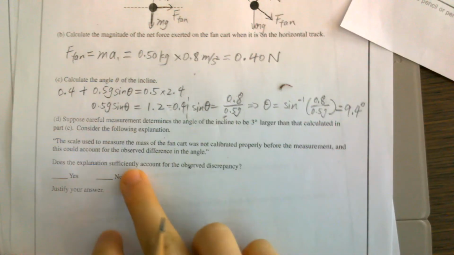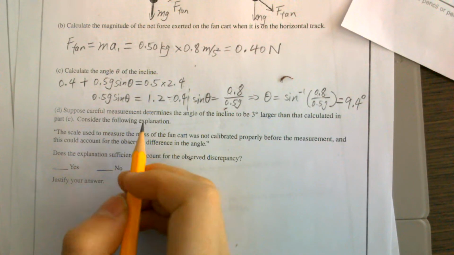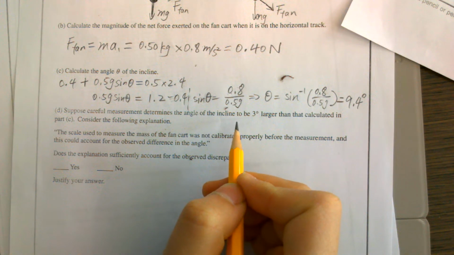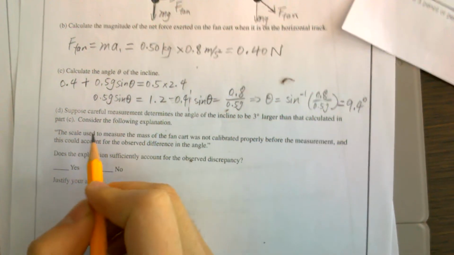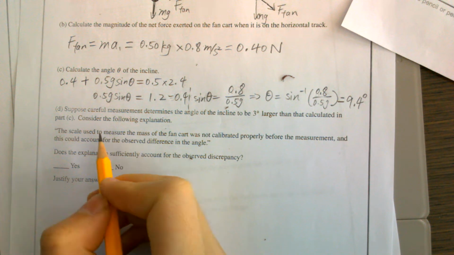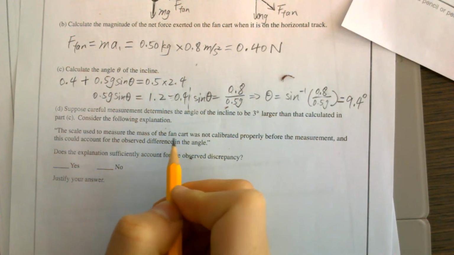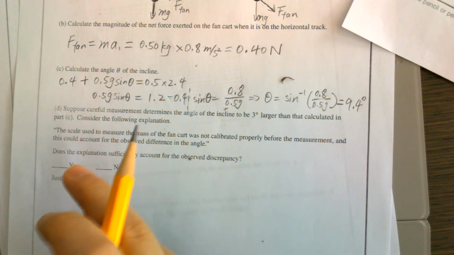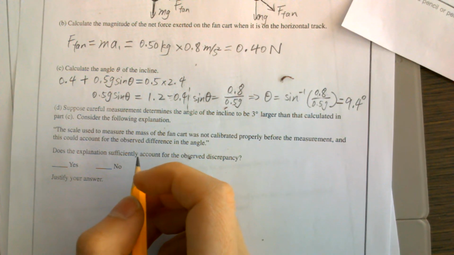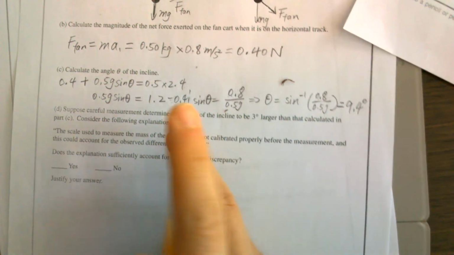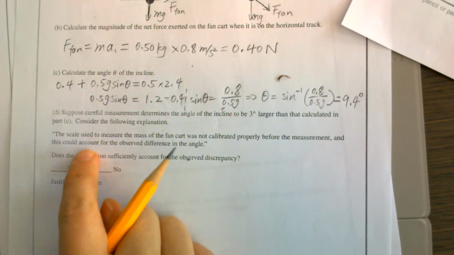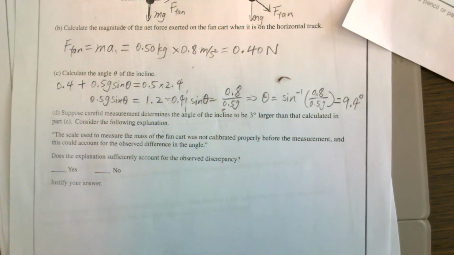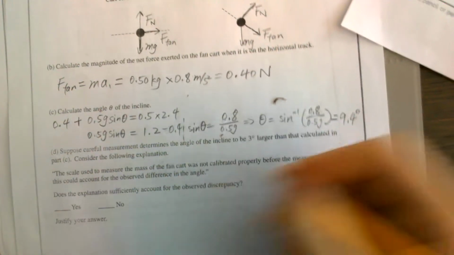Okay, for part D, suppose careful measurement determines the angle of the incline to be 3 degrees larger than calculated in part C. Consider the following explanation. The scale used to measure the mass of the fan has some problems, so the mass is inaccurate, which makes the angle calculated inaccurate. So does this explanation sufficiently account for the observed discrepancy? Well, let's try to prove it.